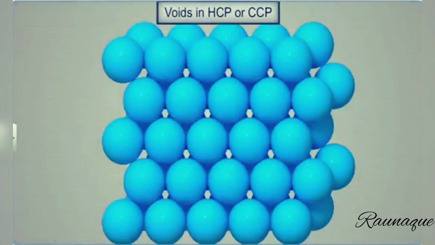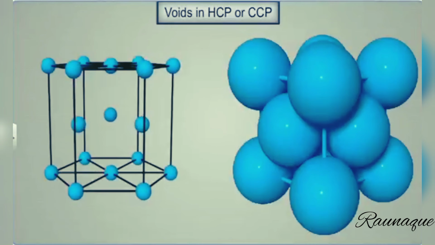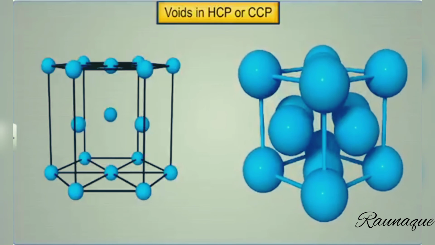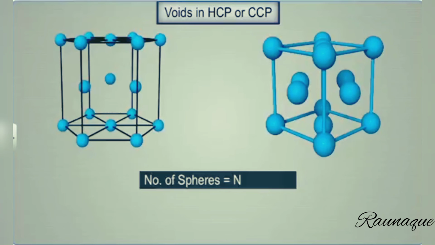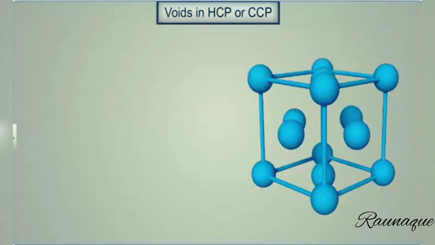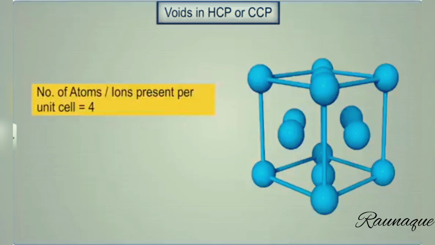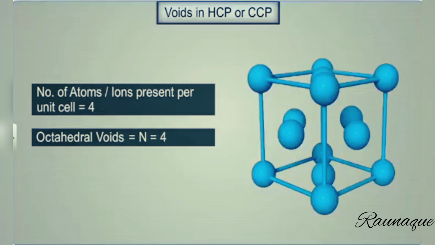Let us now look at the number of tetrahedral and octahedral voids present in these arrangements. In a close-packed structure, whether CCP or HCP, if there are n spheres in the packing per unit cell, then the number of octahedral voids is the same as n, while the number of tetrahedral voids is equal to 2n. For example, in a CCP arrangement, if 4 atoms or ions are present per unit cell, then the number of octahedral voids is also 4, while the number of tetrahedral voids is 8.